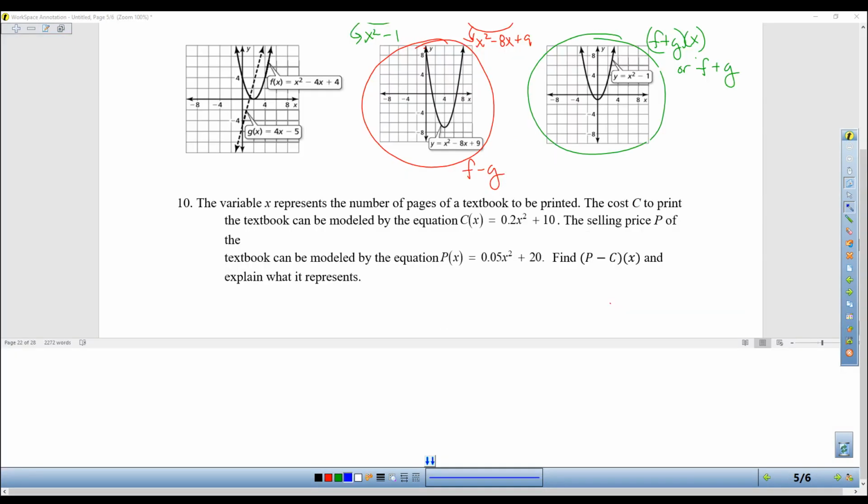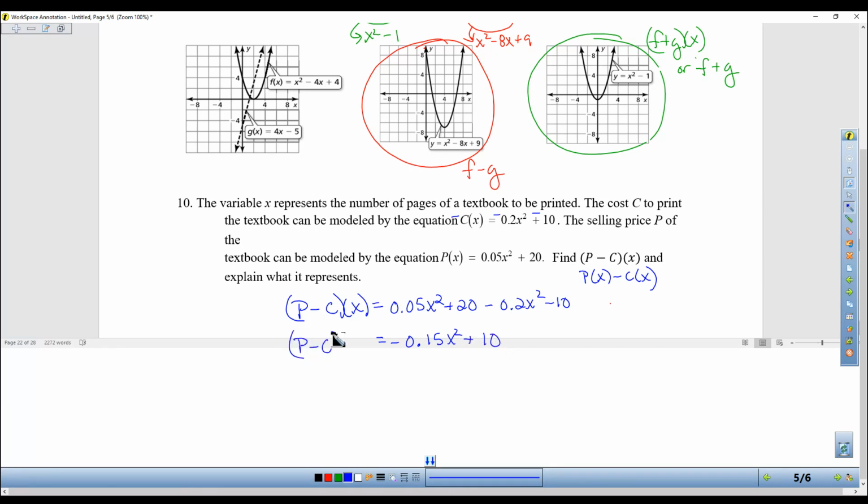Okay, last one. The variable x represents the number of pages of a textbook to be printed. The cost to print can be modeled by the equation c of x, and the selling price of the textbook can be modeled by the equation p of x. Find p minus c of x. So you already know that this notation simply means p of x minus c of x. Since we are going to subtract c of x, you might want to put little negatives there so you don't make a mistake. So p minus c of x is going to be 0.05 x squared plus 20 minus 0.2 x squared minus 10, which gives us negative 0.15 x squared plus 10.